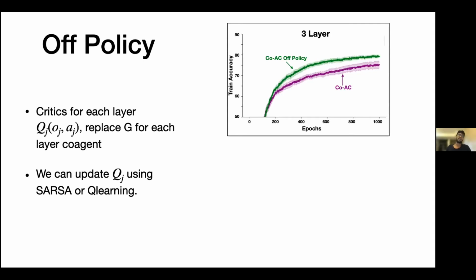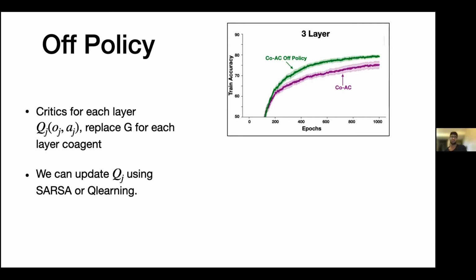Now, one point over here is in the SARSA update, you can learn the critics with a single forward inference, but in the Q-learning update, you need to have a max over the critic of the next coagent. And having a max over the joint action space of the critics over here is a layer critic. So the input is the observation to that layer and the joint action that layer takes. So maximization over that is infeasible.